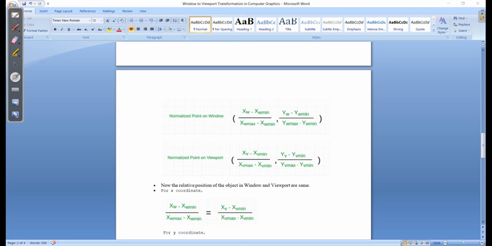How is this normalization performed? The world coordinate point, that means the point in question, minus xw min over xw max minus xw min. Then do the same normalization for the y value also. It looks like yw, that means the y coordinate for the world point, minus yw min over yw max minus yw min.